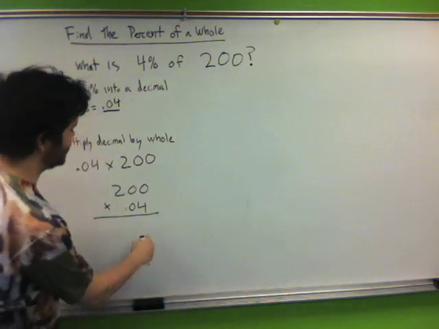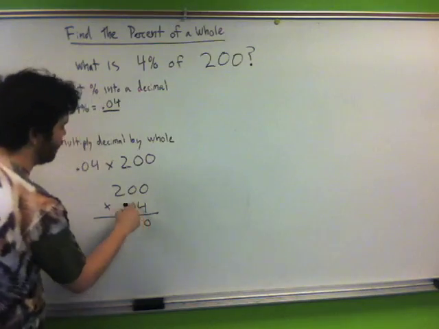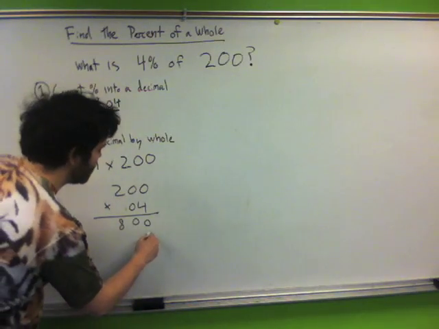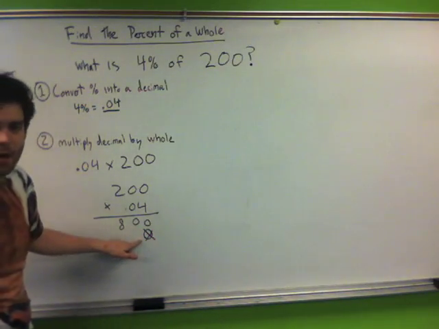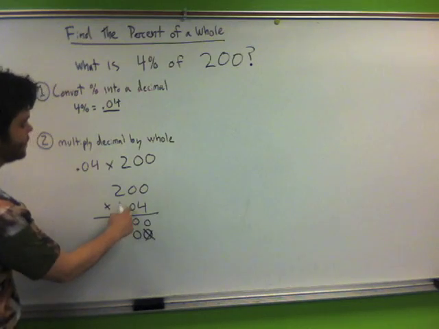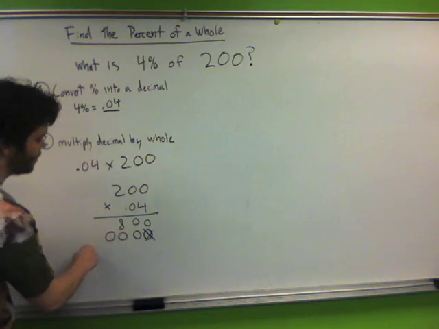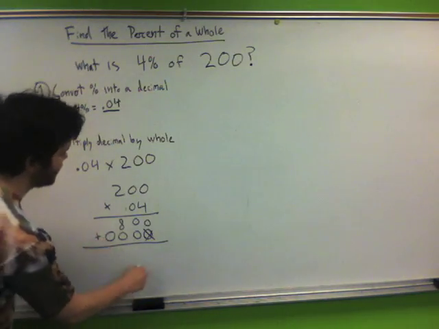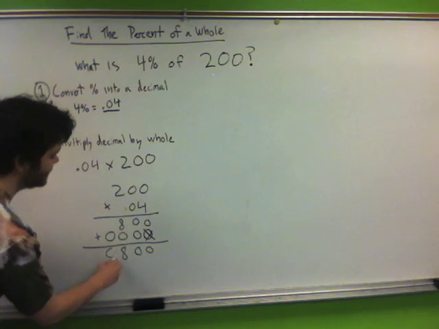We're doing vertical multiplication, so 4 times 0 is 0. 4 times 0 is 0. 4 times 2 is 8. New line, we put our placeholder 0, and we cross that out because we just throw that in there automatically. 0 times 0 is 0. 0 times 0 is 0. And 0 times 2 is 0 as well. Now we're adding them up: 0, 0, 8, and 0.